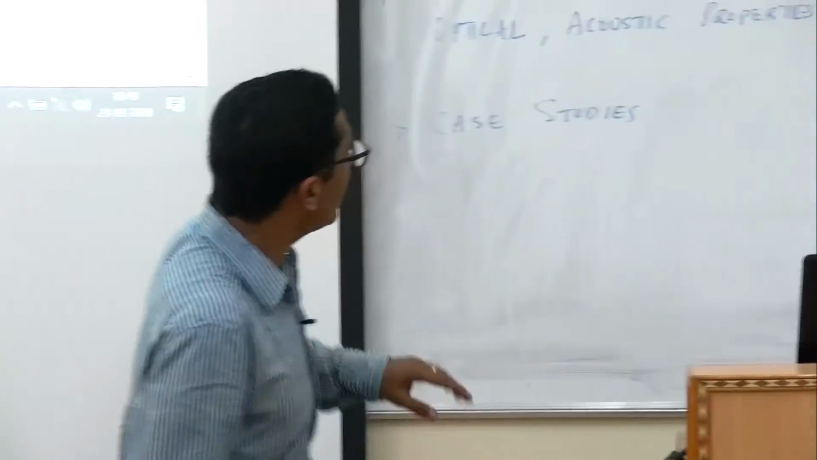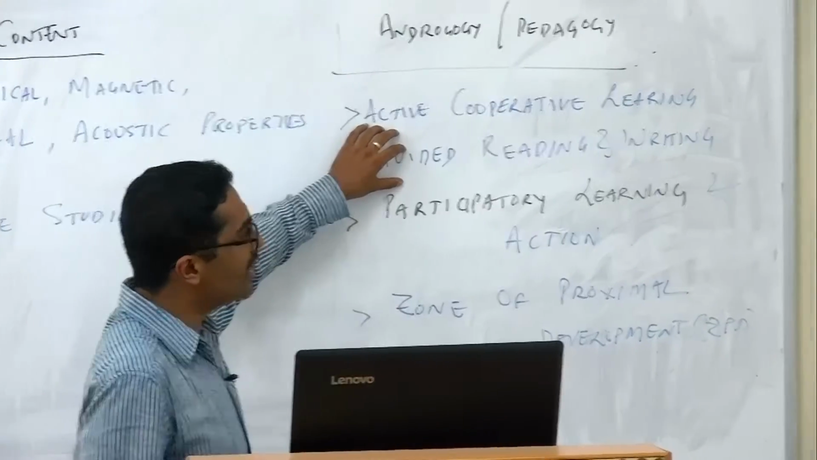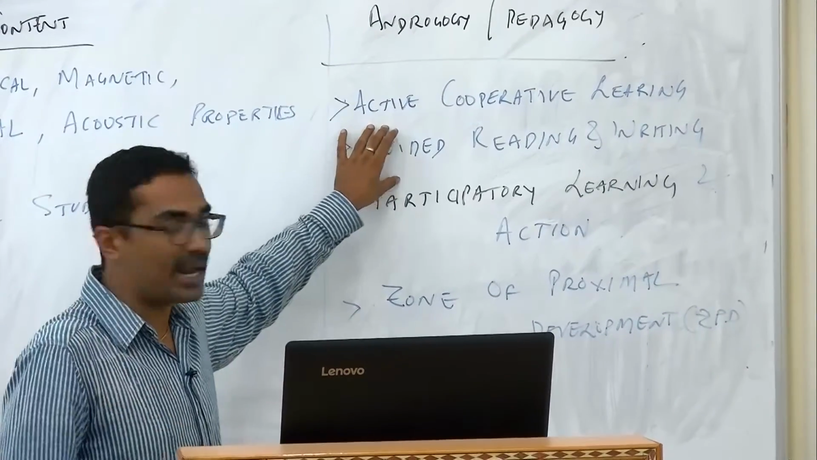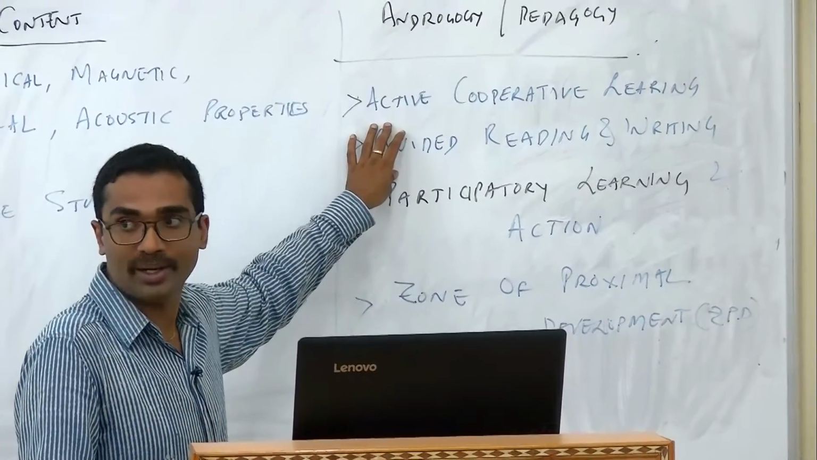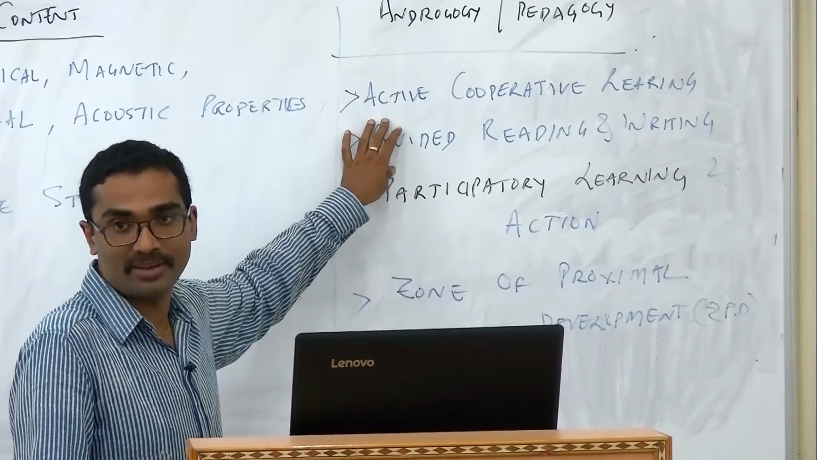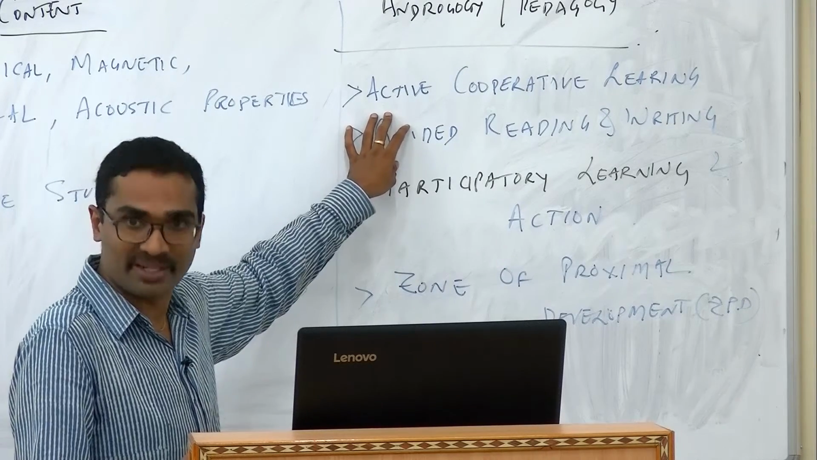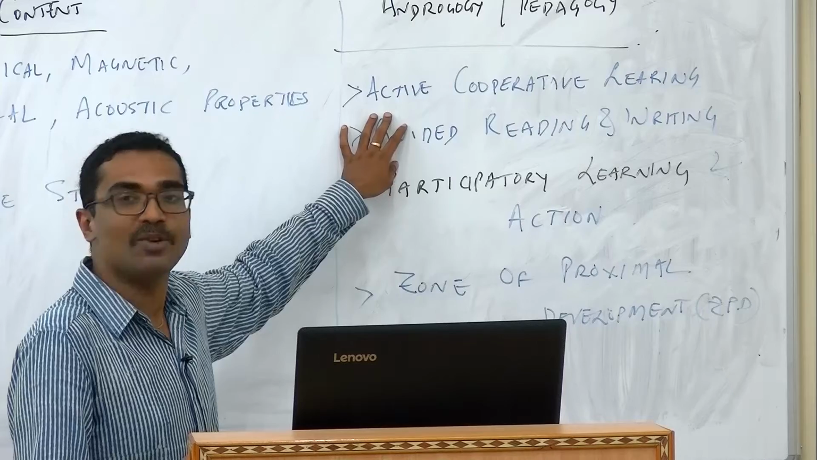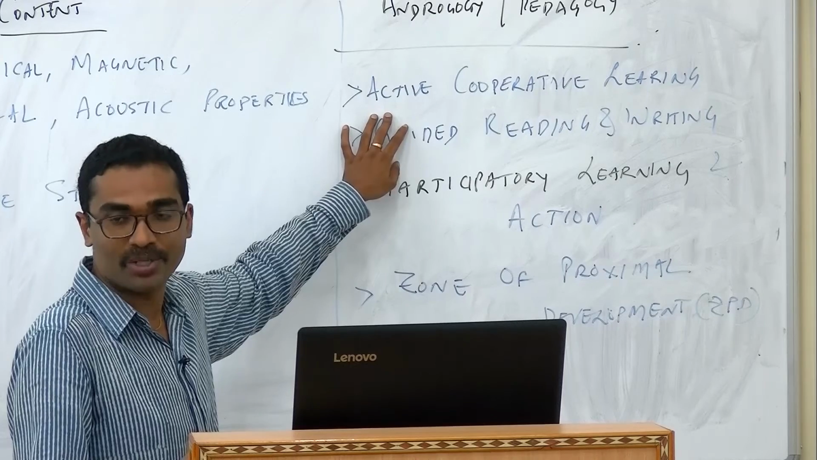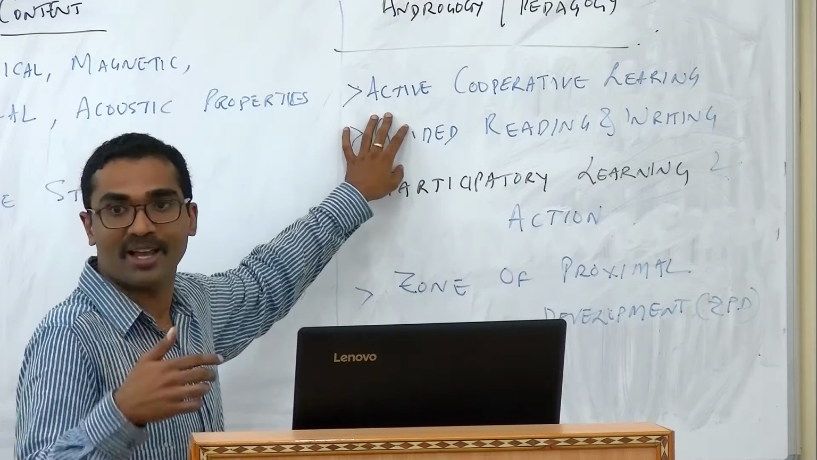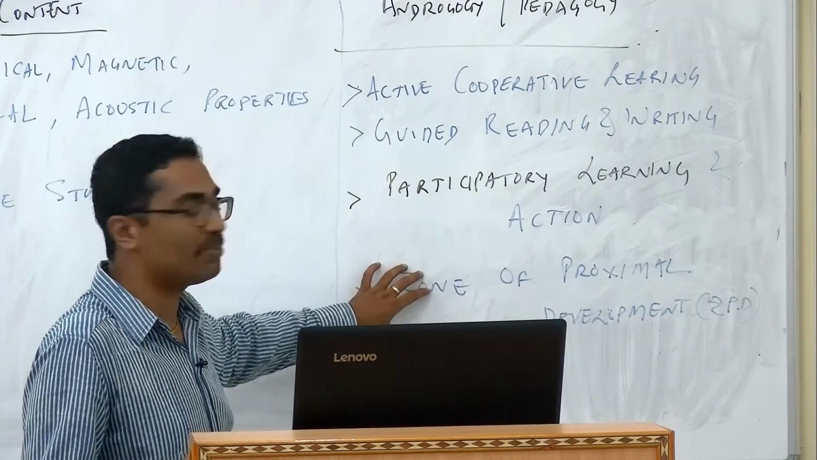Alright. To summarize, as far as the andragogy and pedagogy is concerned, we discussed active cooperative learning, guided reading and writing. Today, for example, we did some guided reading and writing. I asked you to do some reading on your own in order to come up with trends and observations of your own. I gave you a table of data and asked you to come up with trends and assessments of your own. I gave you some reading material, and without describing eddy current testing and other non-destructive testing approaches, I asked you to think about applications for the same. Then participatory learning and action and zone of proximal development.